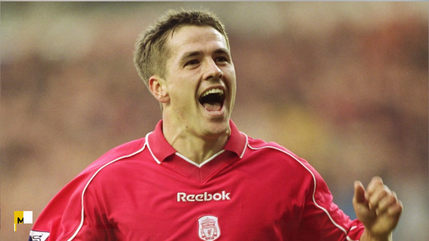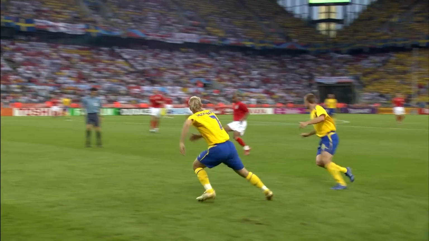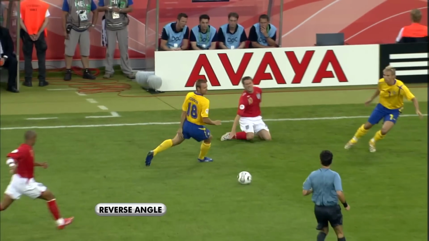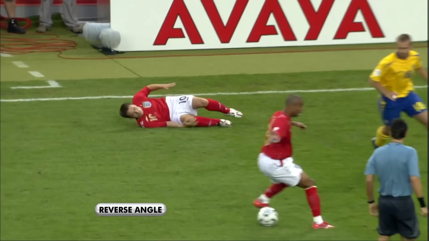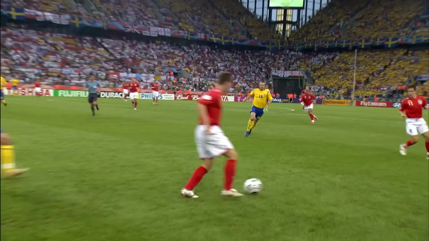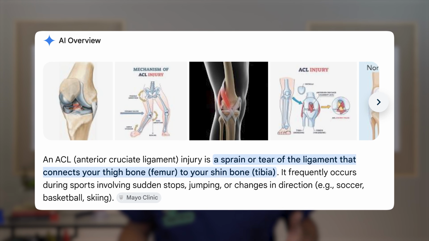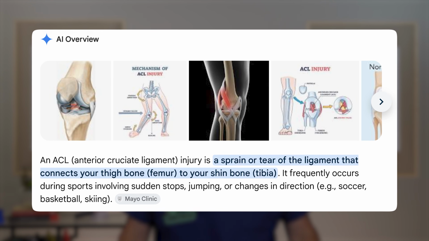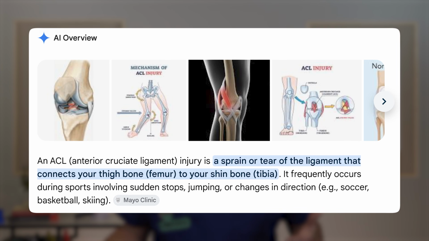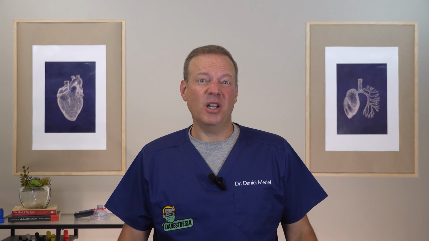Let's start with Michael Owen at the 2006 World Cup. England were playing Sweden, and Owen went down less than a minute into the match after twisting his right knee. He didn't get tackled, there was no flying goalkeeper or cinematic slow-motion collision, just one awkward movement and the game was over for him. That's one of the cruel things about ACL injuries. They don't always need a huge external force. Like a weird pivot, sudden deceleration, or a twist can be enough.